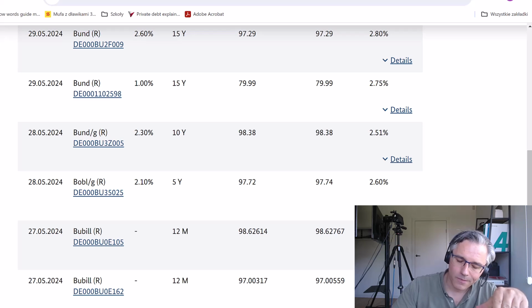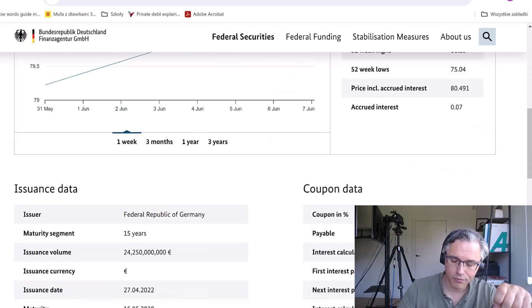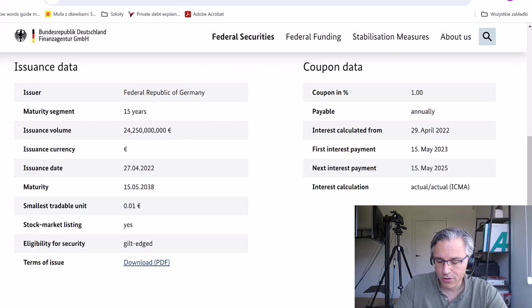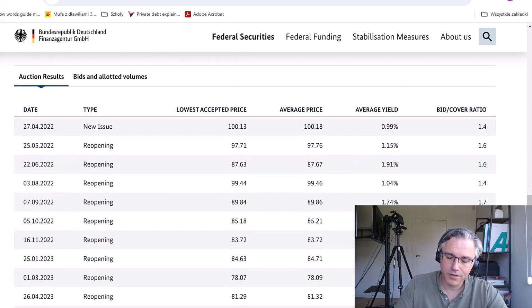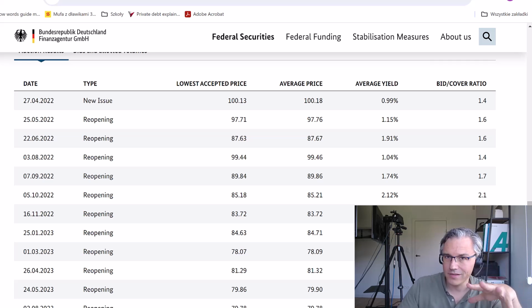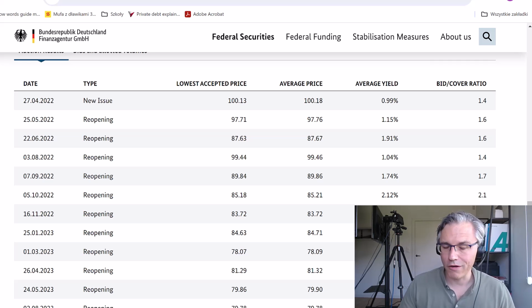However, the second bond offers a much lower coupon of 1%. It's also a 15-year bond, but the problem with this one was that it was first set up and issued back in April of 2022, when a coupon of 1% may have been quite acceptable. However, the German government, look, when it was a new issue back in April 2022, offered a coupon of 1%, and investors were quite happy to pay a price of 100 point something. So they priced the bond at par or very close to par.